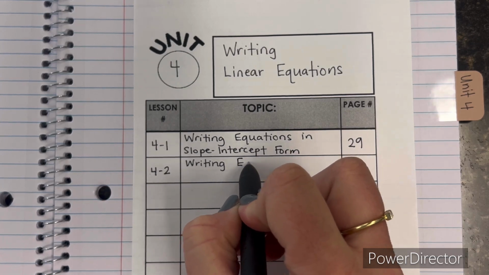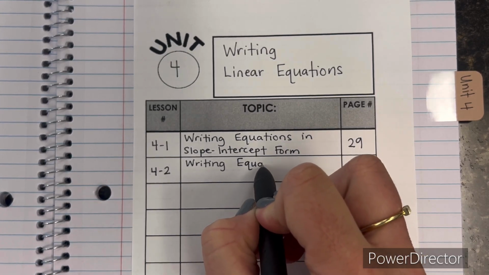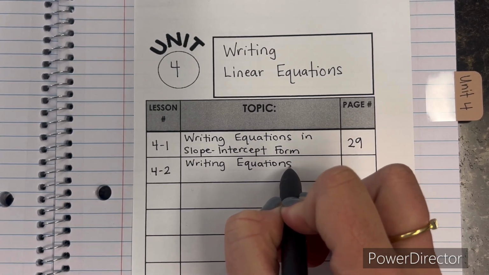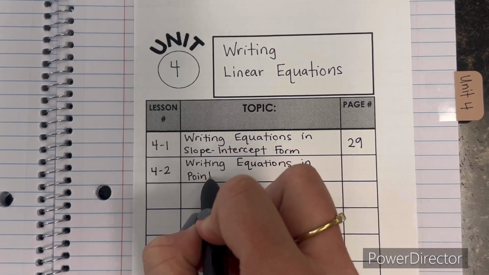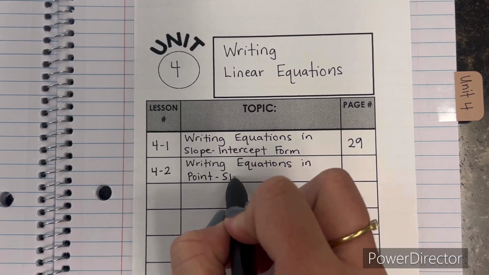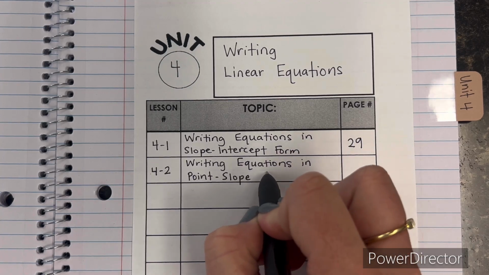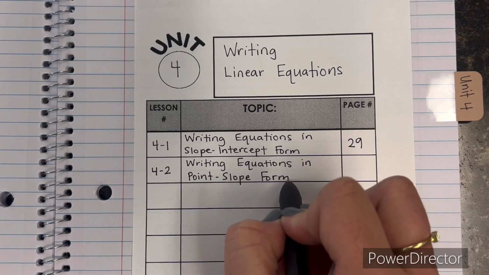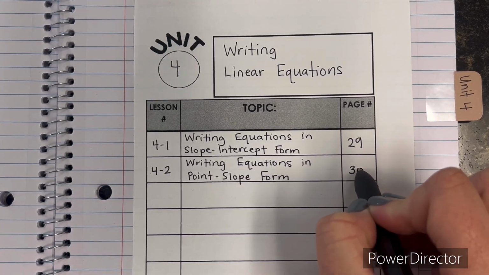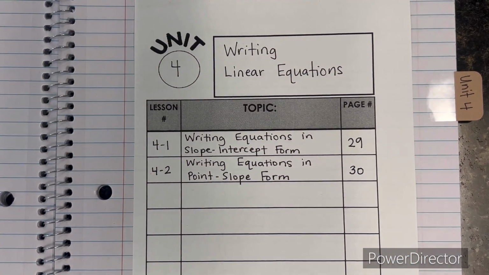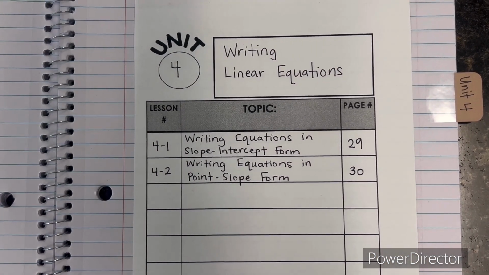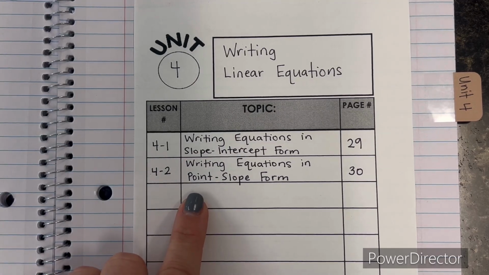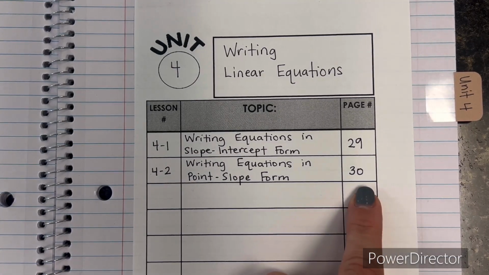Writing equations in point slope form. And we're going to put that on page 30. So again, writing equations in point slope form. And we're going to tape it down onto page 30.